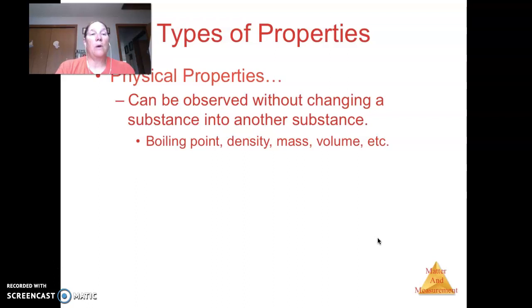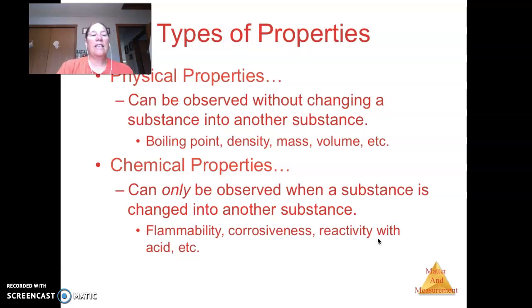So like if I'm talking about water, water is clear, its boiling point is 100, its freezing point is 0, its density is close to 1. If I have a glass of water, I can figure out its mass by putting it on a scale. I can figure out what volume by putting it in a graduated cylinder. All I'm doing is basically telling you what it looks like, things about it.